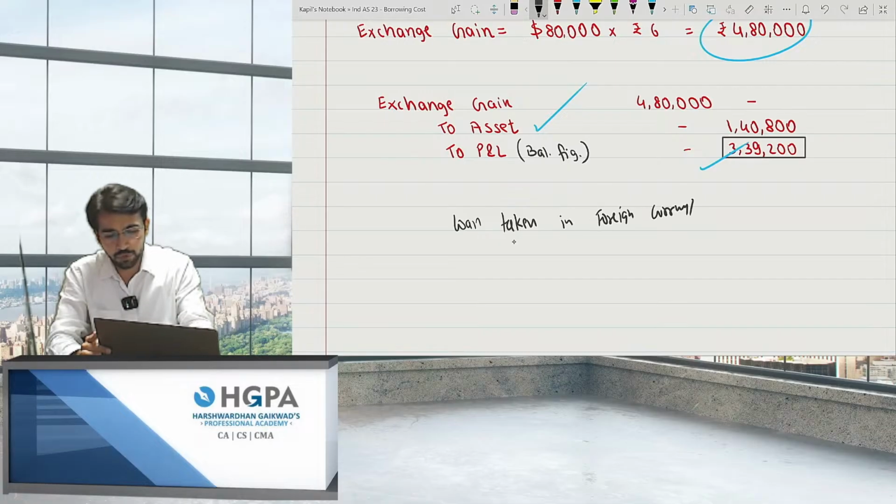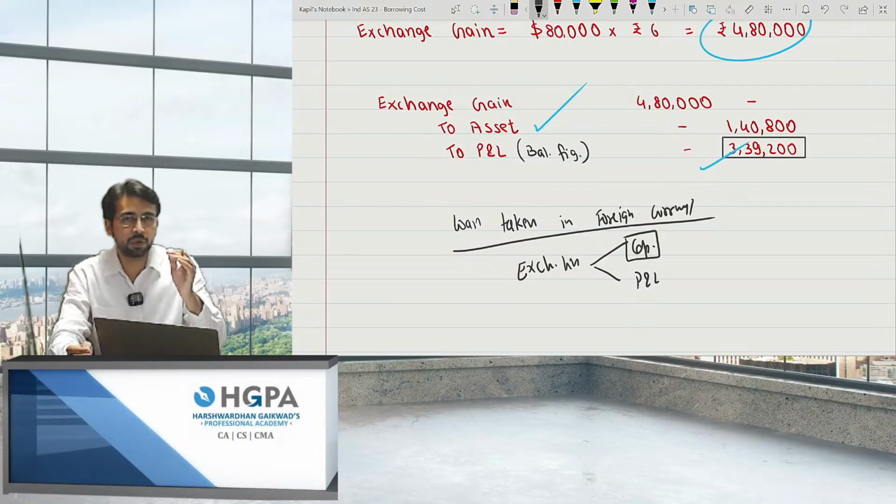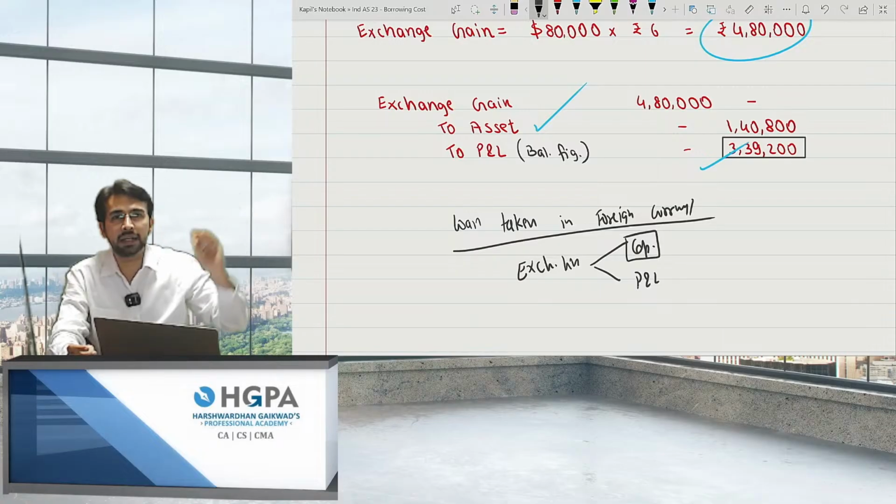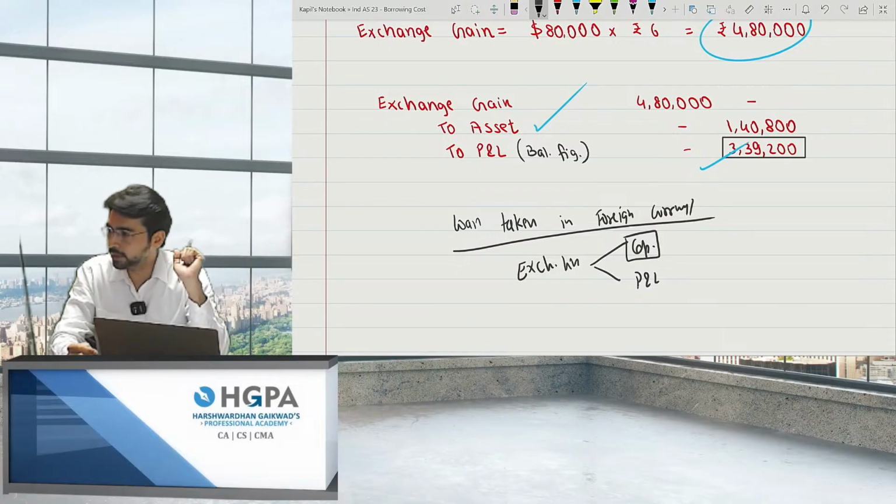So the entire concept was on exchange loss, capitalize or P&L. So capitalization is the point, but only up to a certain extent. If the loan was taken in India, what was the amount to be capitalized? That is the point. Please tell me.